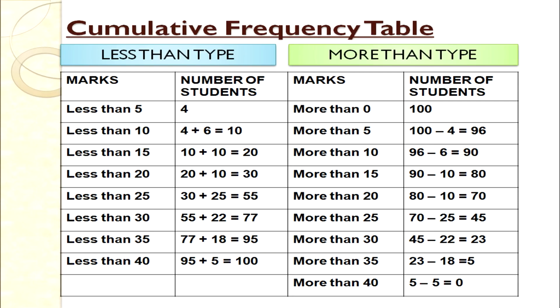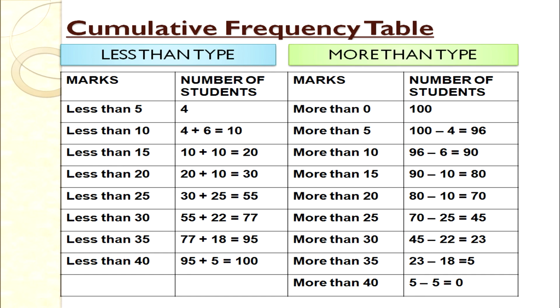One is the less than cumulative series, the other is the more than cumulative series. For less than, we have used the upper limit: less than 5, less than 10, less than 15, less than 20, less than 25, less than 30, less than 35, less than 40. Now, what have we done?